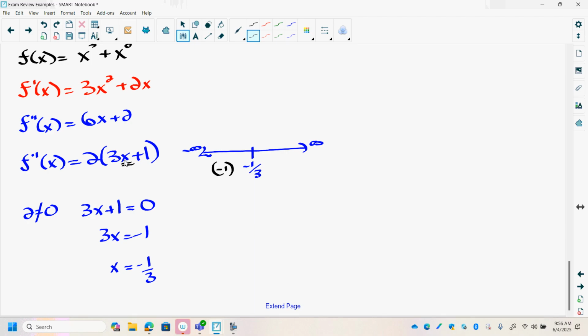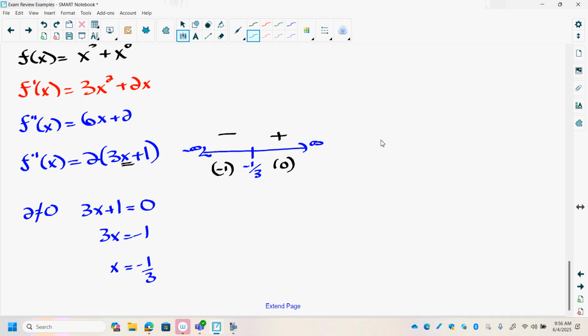What's 3 times negative 1? Negative 3 plus 1 times 2. Negative 4. Okay? What would I fill in here? 0. Okay? 3 times 0 is 0, plus 1 is 1, times 2 is 2. I could have also filled it here. 6 times negative 1 is negative 6, plus 2, negative 4. 6 times 0 is 0, plus 2, positive 2.